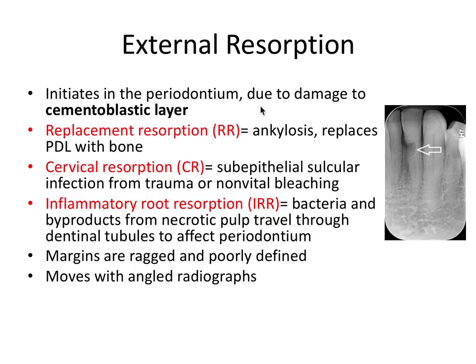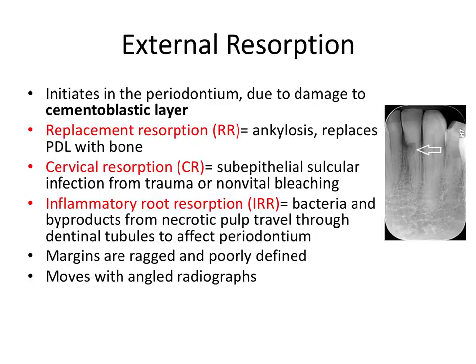So finally, we'll talk about different long-term responses to trauma. These are natural responses, what can happen to the tooth after a while after this traumatic incident has happened. Our first big one is external resorption, and this initiates in the periodontium, and this is due to damage to the cementoblasts, the cementoblastic layer of the PDL, which comes up right to the tooth.